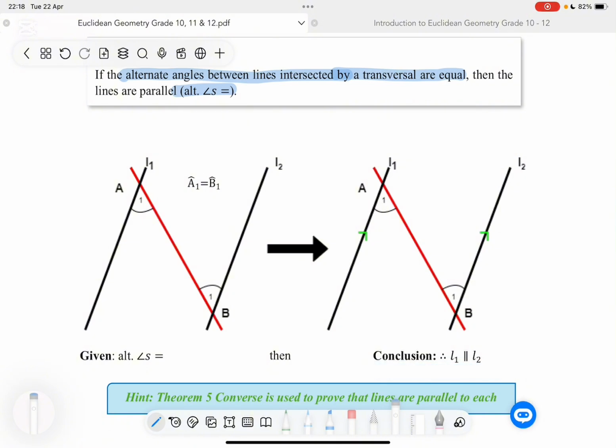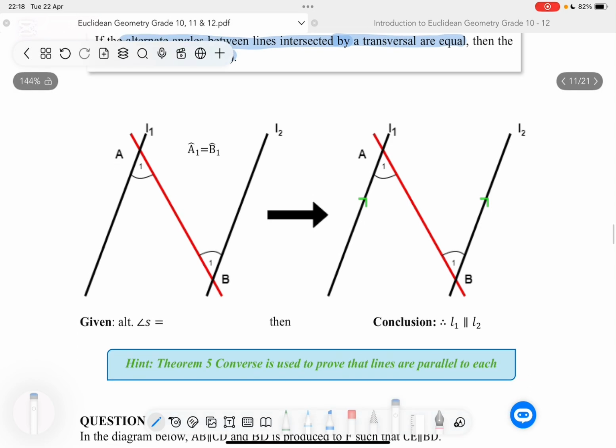And it is important to also notice that this is the third converse which we can use to prove that lines are parallel. So there are three ways in which we can prove that lines are parallel. One of the first ways is to prove that corresponding angles are equal. The second way is to prove that co-interior angles are supplementary. And the last way is to prove that the alternate angles are equal. Then you'll be able to conclude that the lines involved must be parallel to each other.